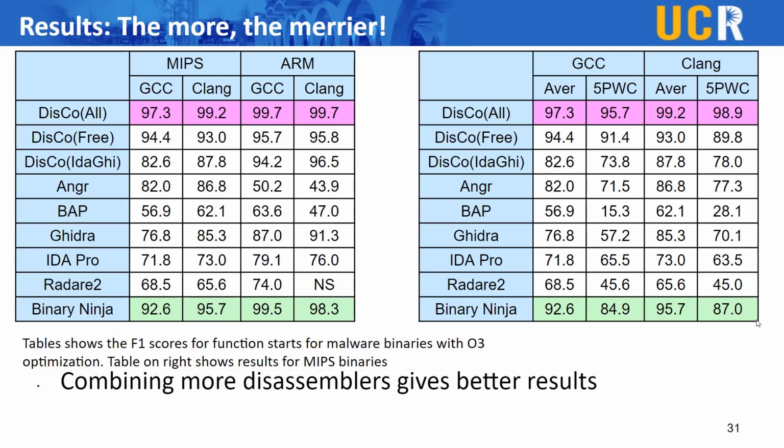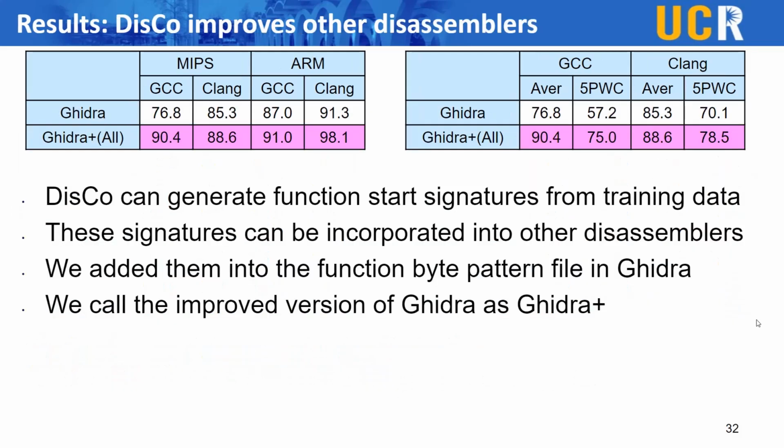So the main point is that when you combine disassemblers, you can get a good and stable performance regardless of the binary. However, if you use other disassemblers, like for example Binary Ninja, you might get a good performance on one binary that was compiled in a particular way, but for another binary that was compiled in the same way, you may not get a good result. So in general, combining more disassemblers gives stable and good results.